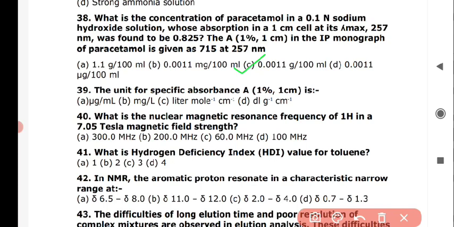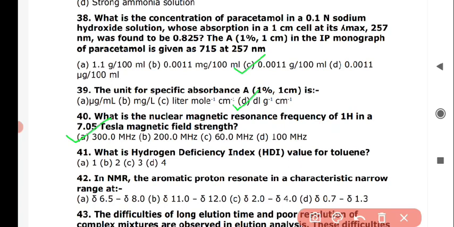Next question is, the unit for specific absorbance A 1% 1 centimeter is, and the correct answer is option D, dl per gram per centimeter. Next question is, what is the nuclear magnetic resonance frequency of 1H in a 7.05 Tesla magnetic field strength? And the correct answer is option A, that is 300 megahertz.